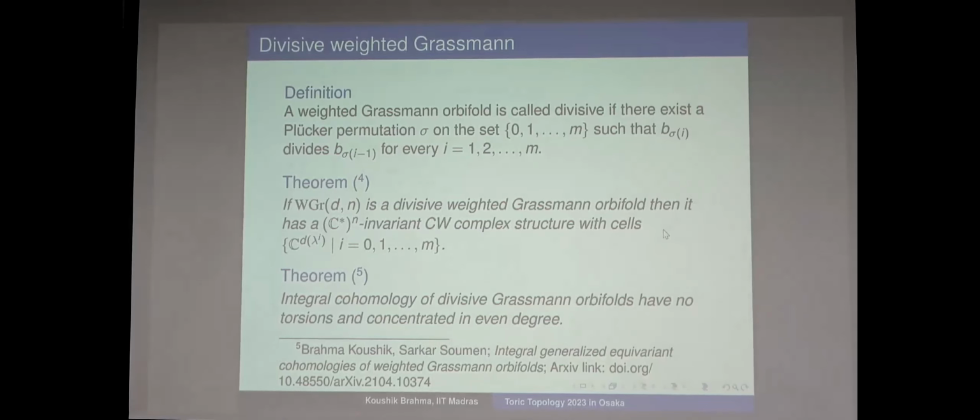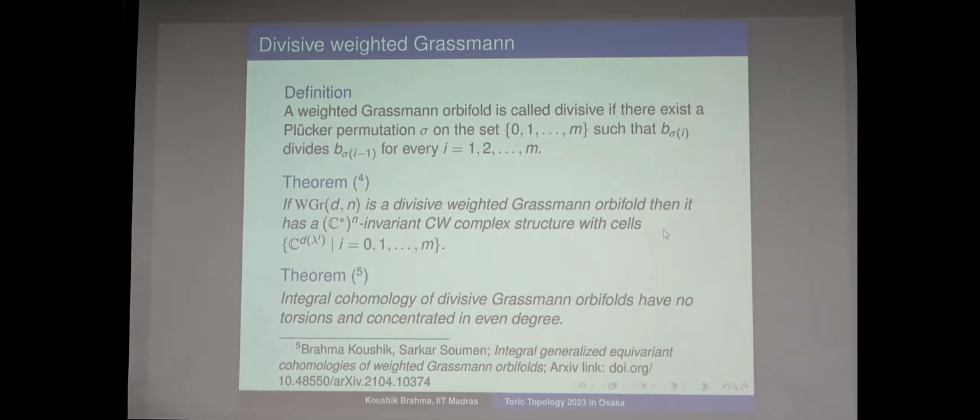The subclass is the divisive weighted Grassmannian fold. This idea was defined in our earlier paper. A weighted Grassmannian fold is called divisive if there exists a weighted Plücker permutation sigma on the set 0, 1, 2 to m such that B sigma i divides B sigma i minus 1 for every i equals 1, 2 to m.